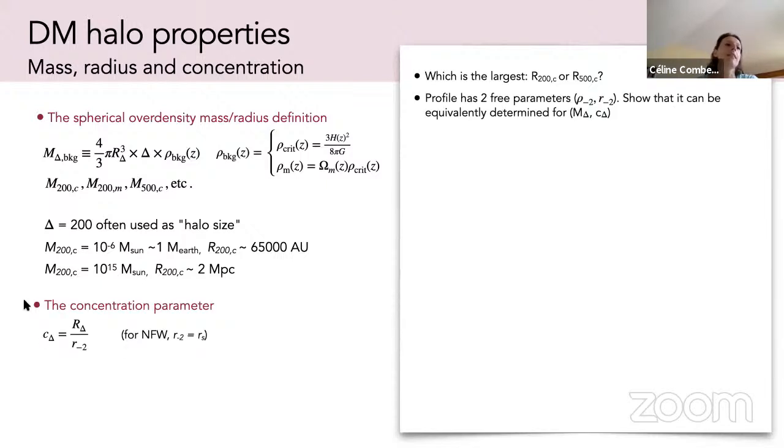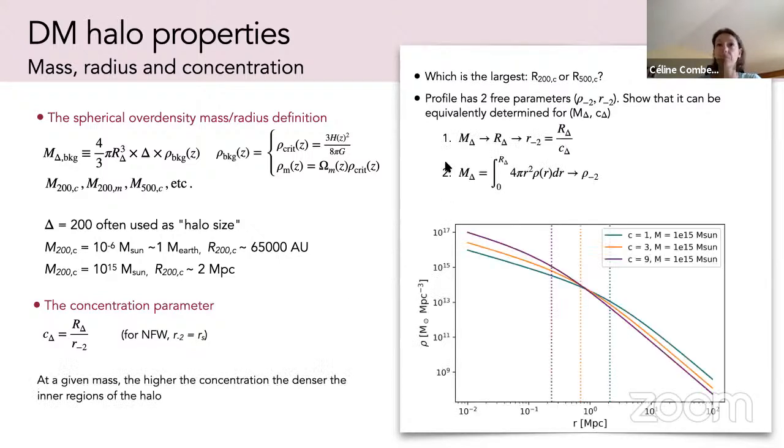Another important thing is the concentration parameter, which is defined as the radius R_delta over the radius at which the slope is equal to -2. And for an NFW, this is just the scale radius r_s. So if I have a profile that's a two-parameter profile, rho_-2 and r_-2, I can completely and equivalently determine it if I only have M_delta and c_delta. Because if I have M_delta, I can compute R_delta. And if I know the concentration, then this gives me the scale radius.